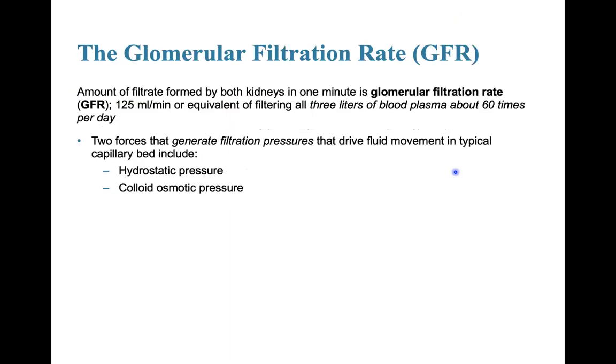The amount of filtrate that's formed by both kidneys in 1 minute is referred to as something called the glomerular filtration rate, or GFR. You guys may have heard of that term before. On average, it's about 125 mils per minute, or the equivalent of filtering all 3 liters of blood plasma about 60 times per day.